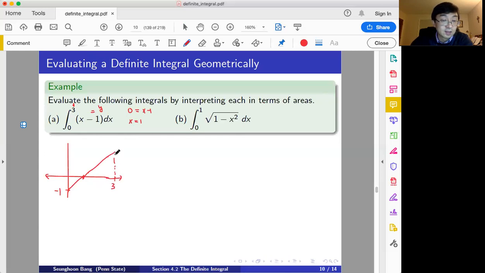What is the y value at 3? You can plug 3 into x. So we have y equals 3 minus 1, which is 2. So like this.